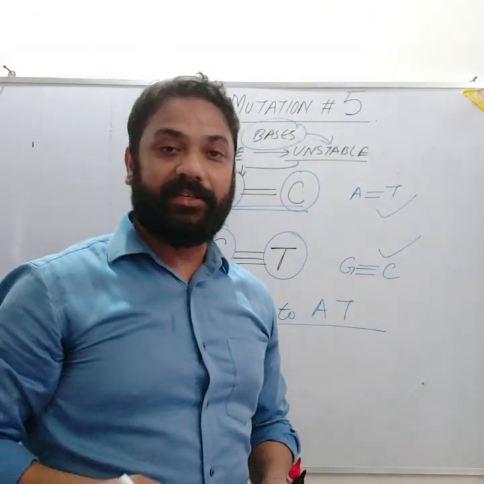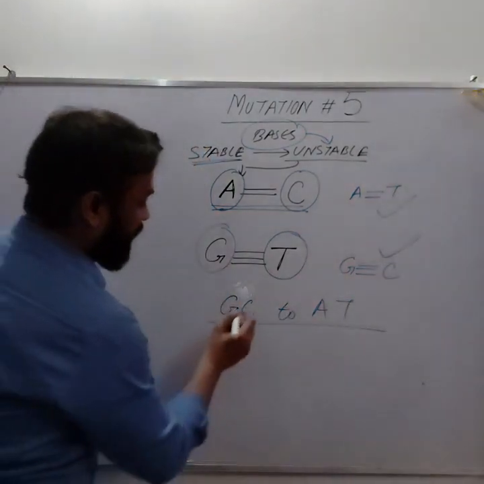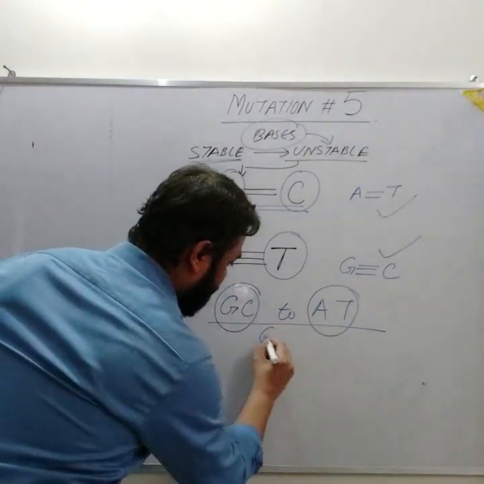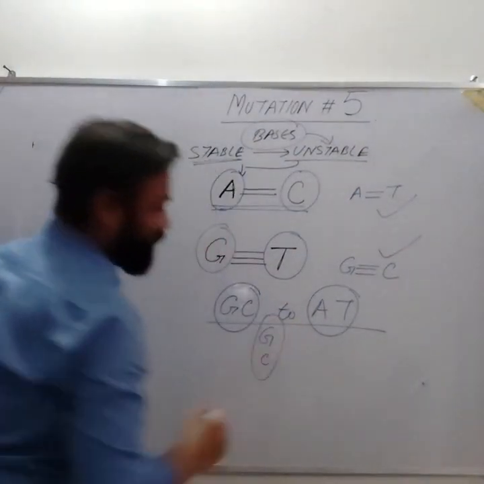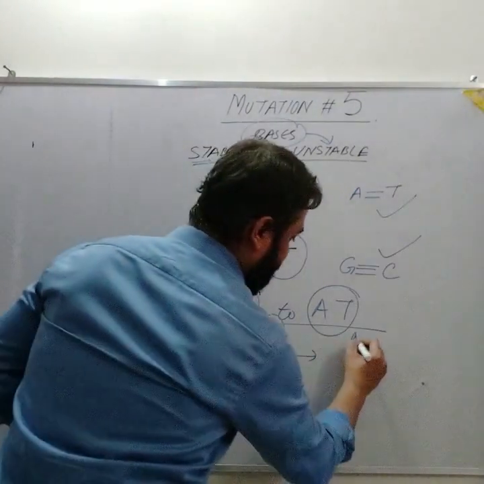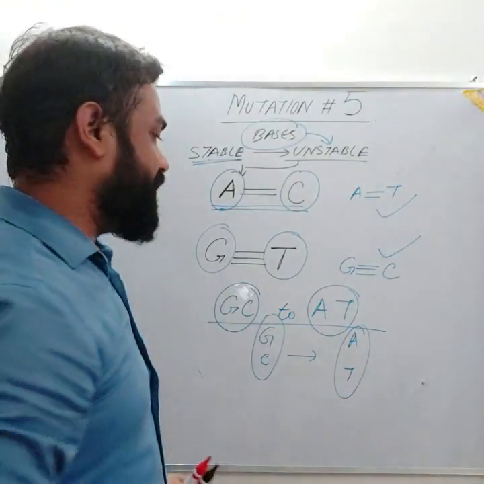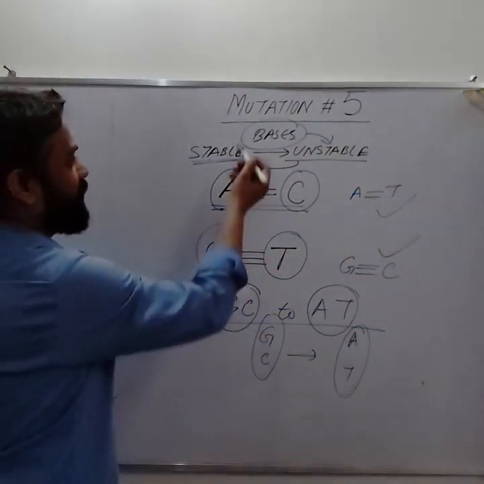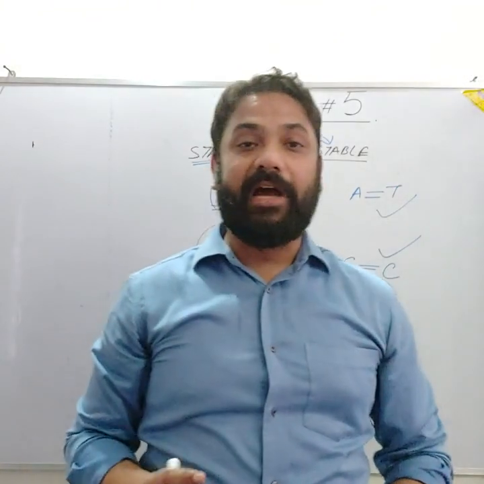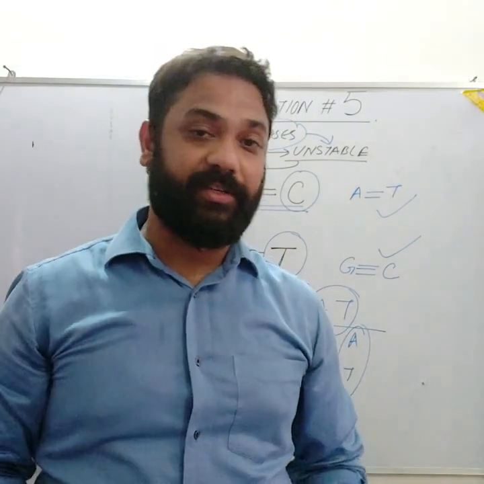The concept of transition we will discuss in detail: how it happens, and how change occurs from a GC base pair to an AT base pair. That means if I have a GC base pair in a strand, how after mutation this base pair changes to AT. This is in simple terms how it happens. All of it happens because of the change of structure of bases. Now in the next video we will discuss what is transition and what is transversion.